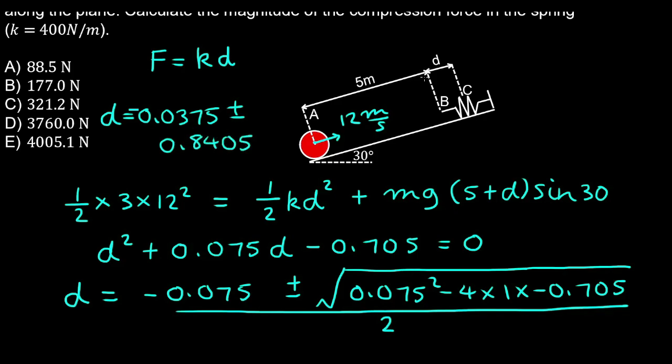So the spring will be compressed in a positive direction when the particle reaches point C. So we take the positive root. And if you multiply this by the stiffness of the spring, we get the force in the spring. So the correct answer is C.